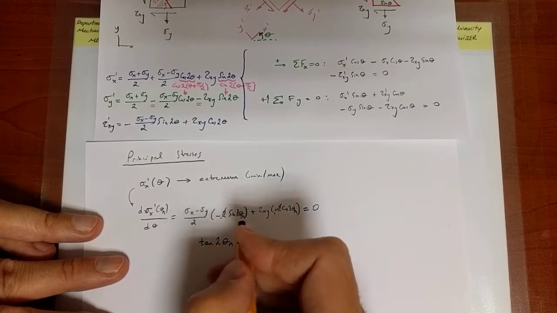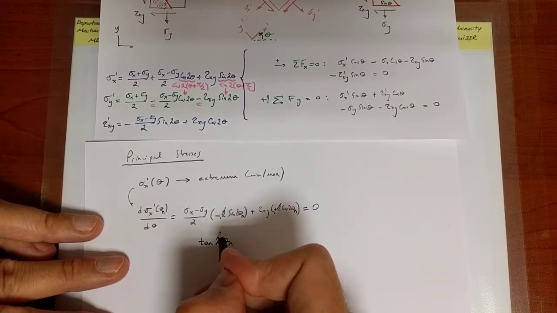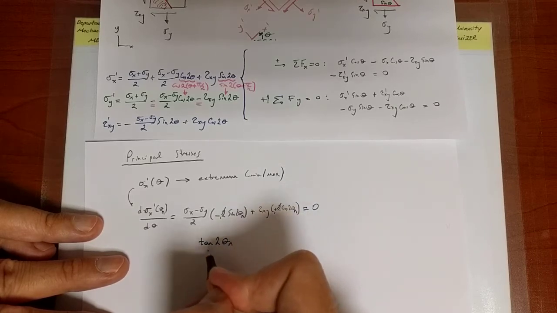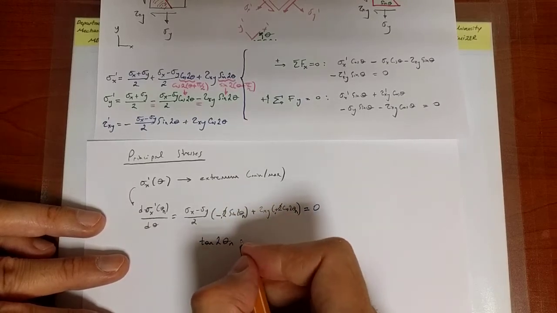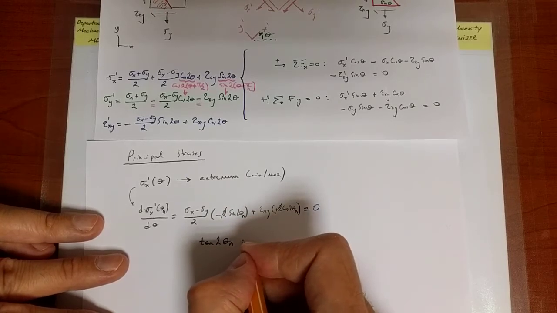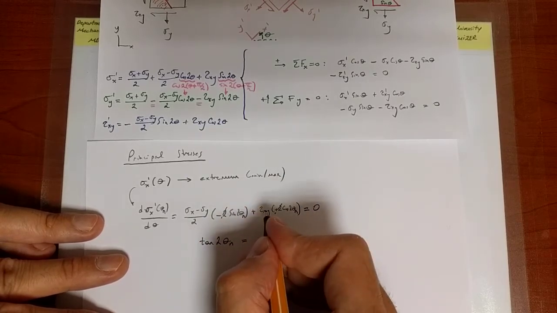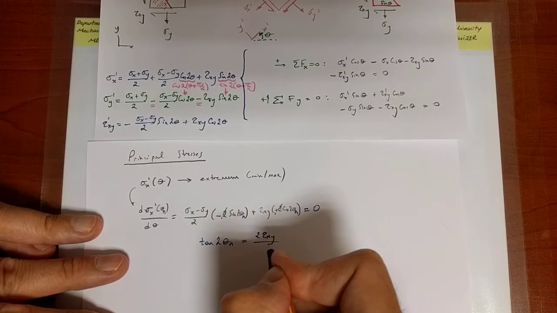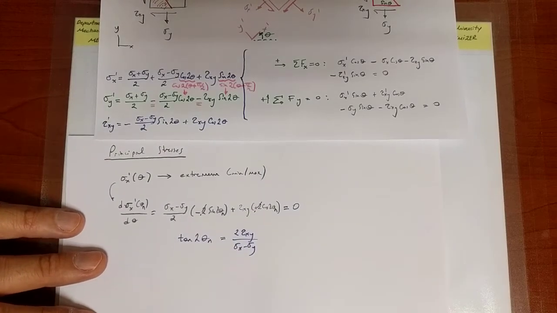So it's tangent 2 theta n. Notice that because in the equations I always have twice the physical angle of rotation, the result also contains that factor of 2. And tangent 2 theta n is going to be equal to 2 tau xy over sigma x minus sigma y. Okay, that's the result.